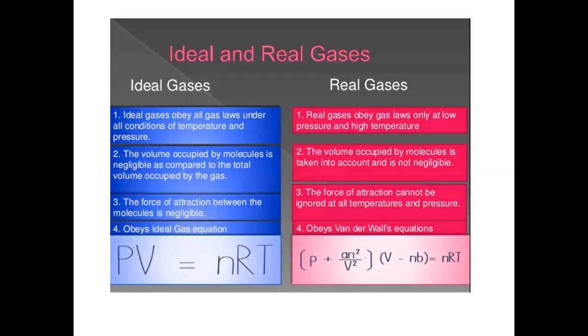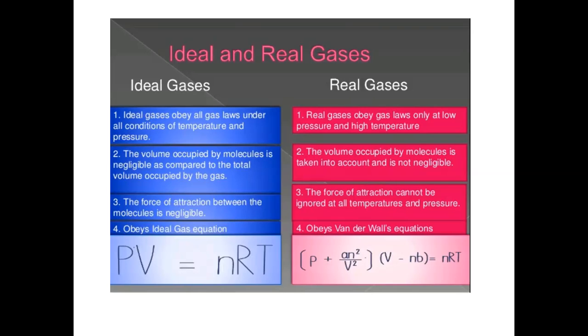The volume occupied by the molecules is negligible as compared to the total volume occupied by the gas. But according to real gases, this assumption was wrong. The volume occupied by the molecules is taken into account and it is not negligible. According to ideal gas, which is based upon the kinetic theory of gases, the force of attraction between the molecules is negligible. But again, this assumption was wrong, which is corrected by real gases. The forces of attraction cannot be ignored at all temperatures and pressures. Ideal gas obeys the ideal gas equation. Real gas obeys the van der Waals equation.